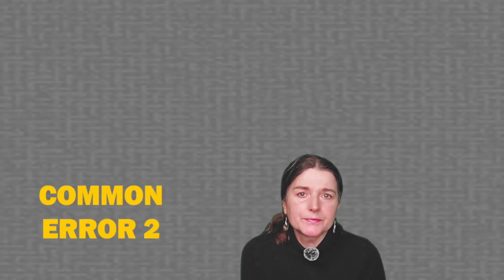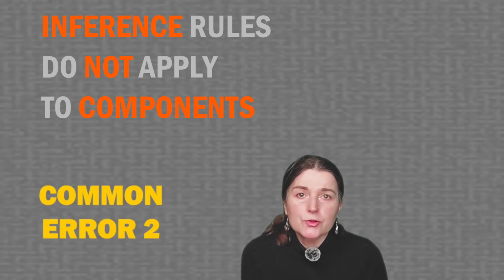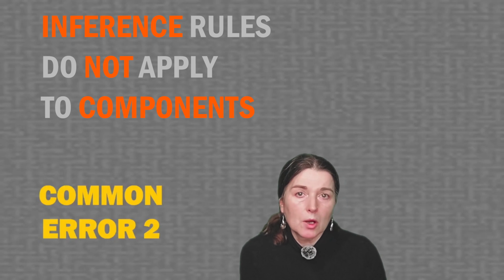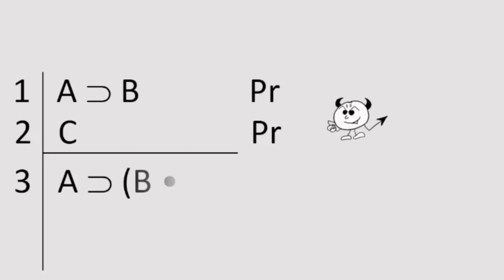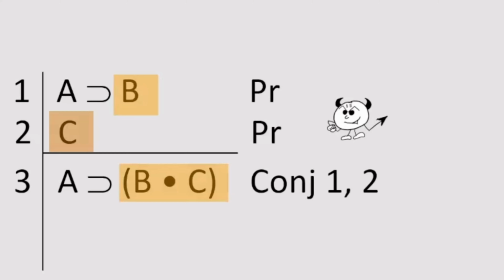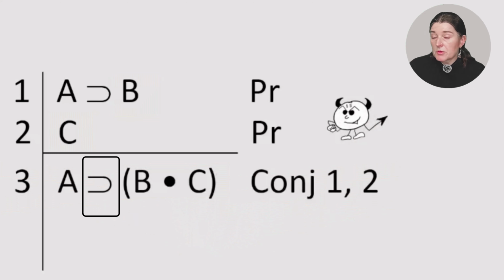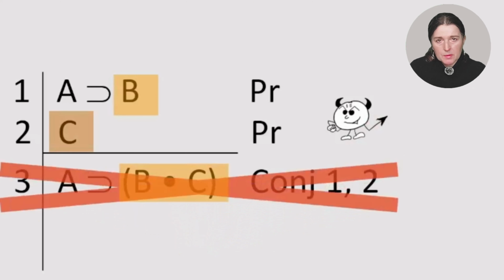Another common error has to do with the fact that inference rules do not apply to components of propositions. One might be tempted to apply conjunction in the following way. Conjunction here is applied just to the consequent of the proposition in line 1, to B. The resulting formula is not a conjunction though, it is a conditional. This is a misapplication of the rule precisely because we cannot apply the inference rule just to the consequent or just to the antecedent or just to another component of a proposition.